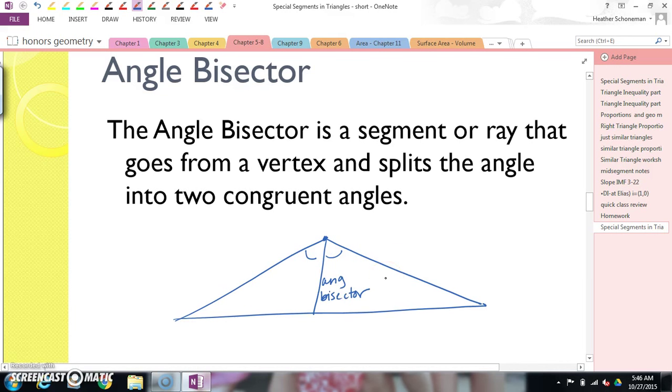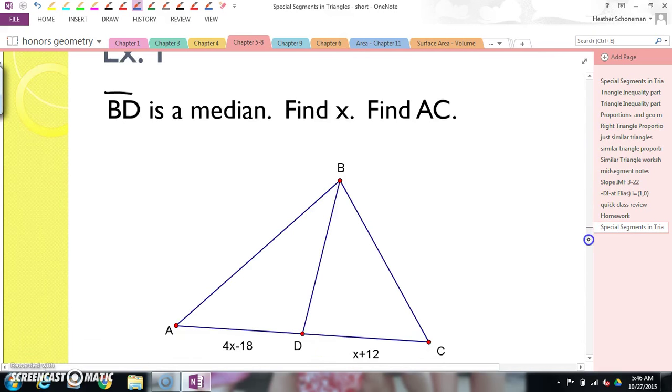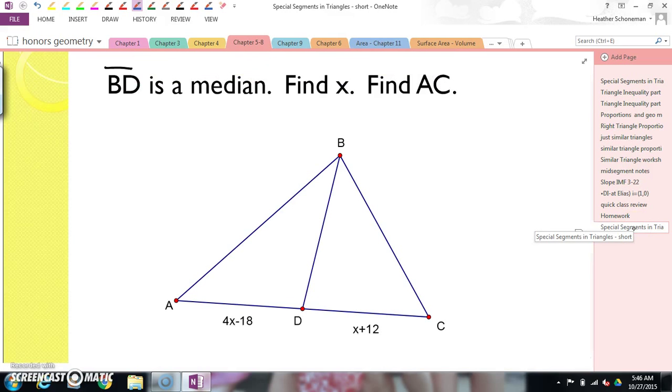Okay? So the 3 were the median that split the side in half, the altitude which formed a right angle, and finally we have the angle bisector, that splits the angle in half. So let's try a couple of quick examples. Example 1 says BD is the median, find x and AC.